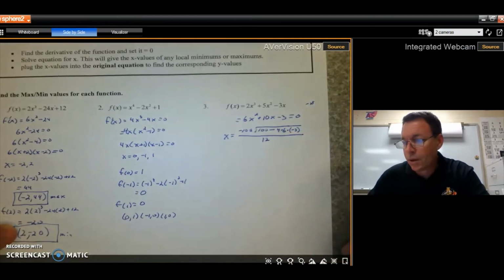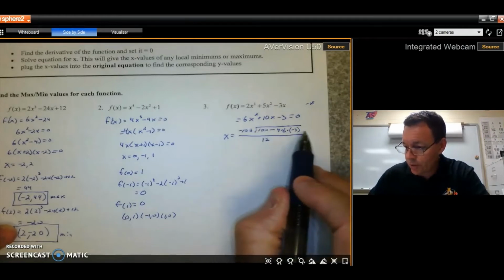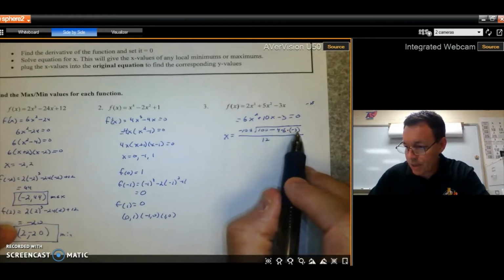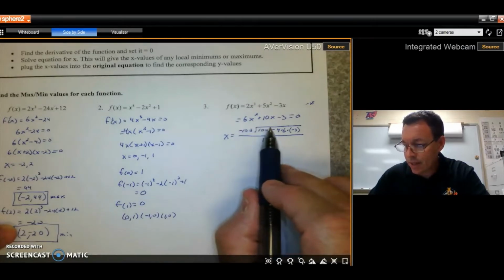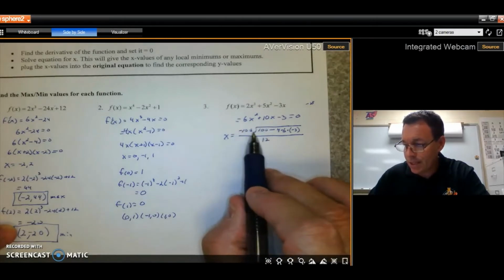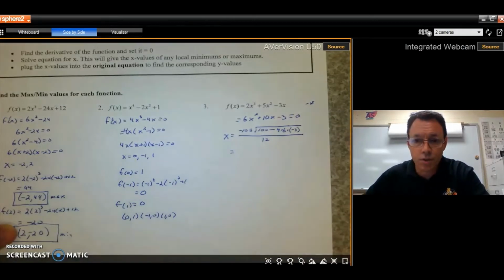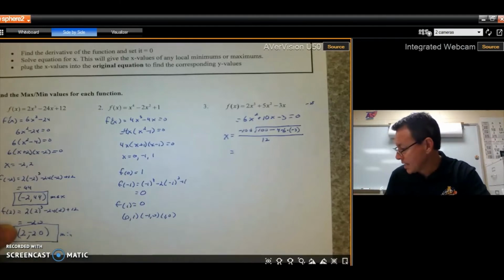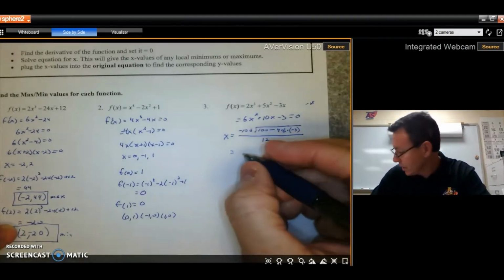Okay? So plug that in a calculator. Figure out what the square root of 100 minus 4 times 6 times negative 3 is. And then take negative 10 plus that value divided by 12, and negative 10 minus that value divided by 12. And that's going to give you your 2 x values where we're going to find local minimums and maximums. Okay? So plug in your calculator. You're going to be using calculators now.